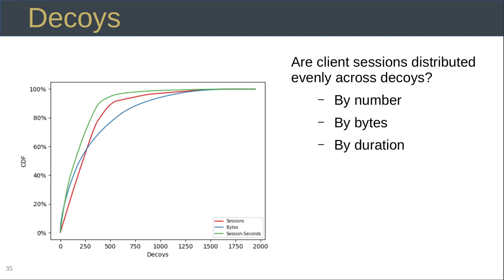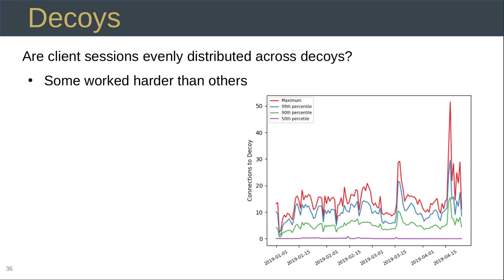We found that based on the number of sessions, the number of bytes, and the total duration that any decoy was used, about a third of the decoys were the most heavily used decoys, or the most relied upon. And if we look at some of the different distributions, a median decoy would expect to have 0 to 1 concurrent connections at any given time, whereas a decoy at the 99th percentile of usage, which is the blue line here, would expect to have between 10 and 20 concurrent connections at any given time. So some decoys definitely worked harder than the others.